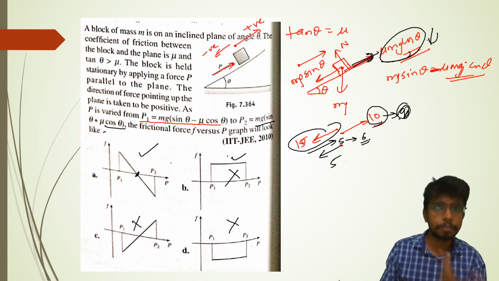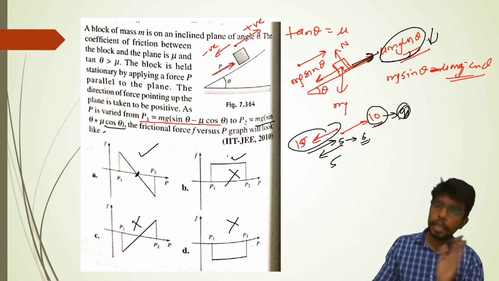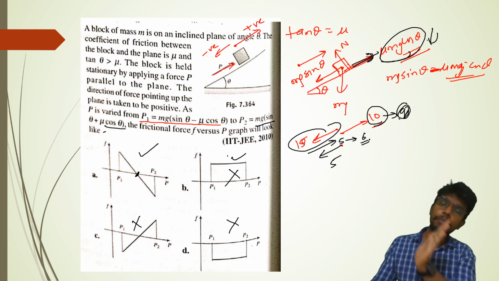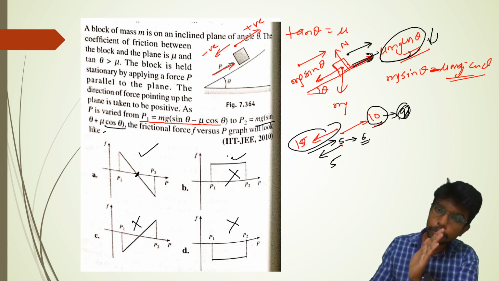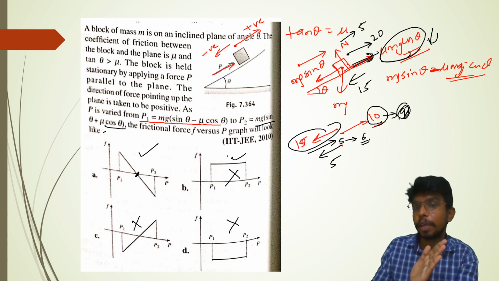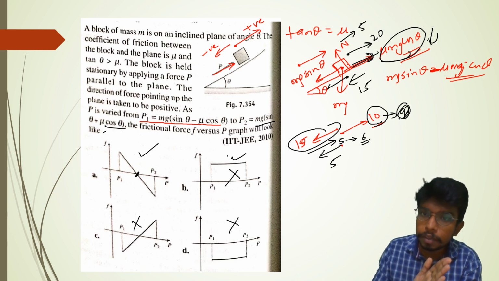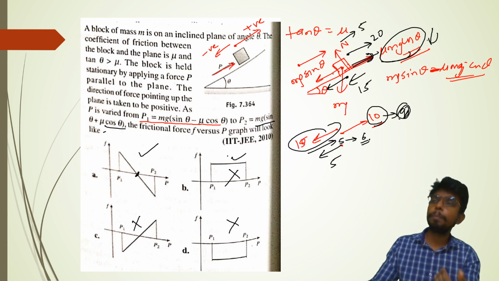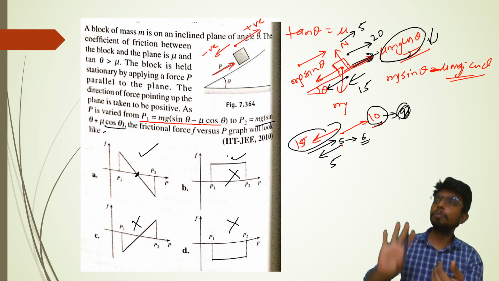It should be A. Anyway, considering further, if I apply the force further, I am basically trying to move the body up. I am applying a force of 20 against the downward force of 15, so the body will start moving up with a force of 5. In that case, friction will start acting in the opposite direction to stop me, so that I am not able to move the body.